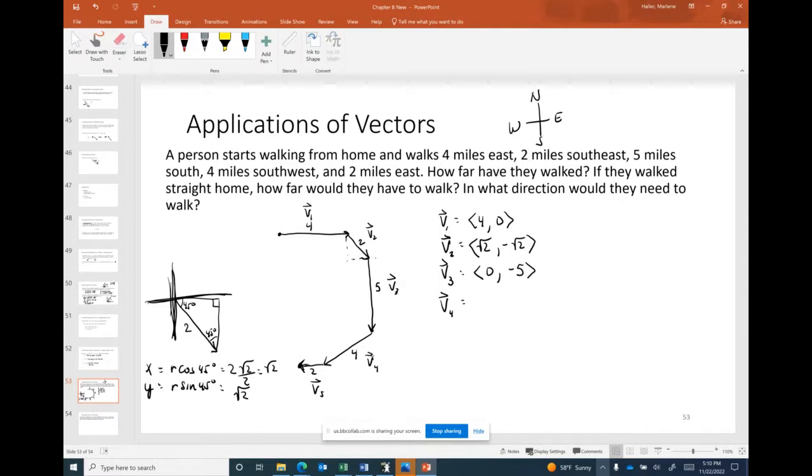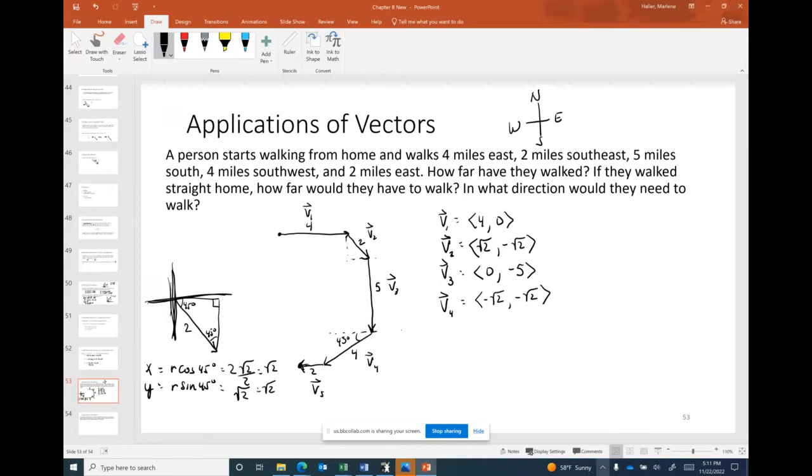Vector 4, let's see, if I were to imagine that in a circle, I'd be over here in quadrant 3. It's going southwest, so it's making a 45-degree angle. Okay, so I know that x and y are going to be square root of 2 again. It's really the same triangle, just moved around a little bit, reoriented. The x coordinate here is negative, and the y coordinate is negative as well, because we're over here in quadrant 3. So that's going to be negative square root of 2, negative square root of 2.